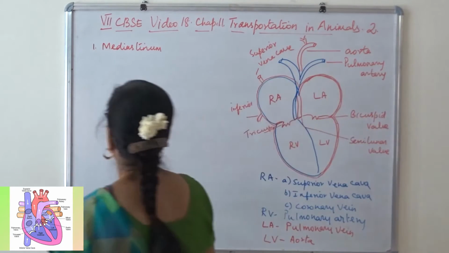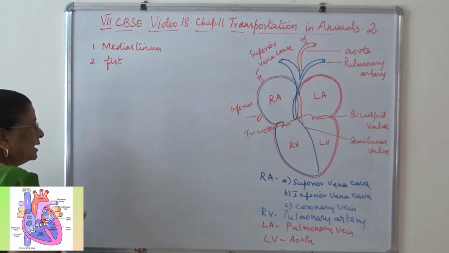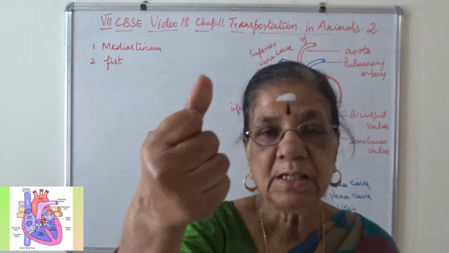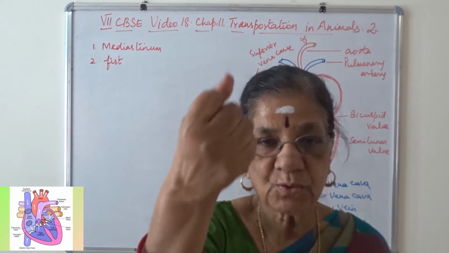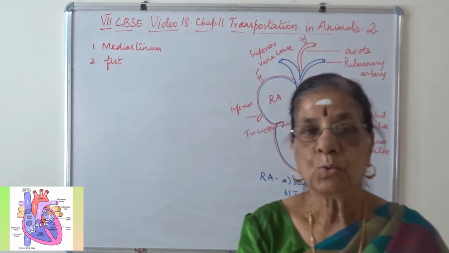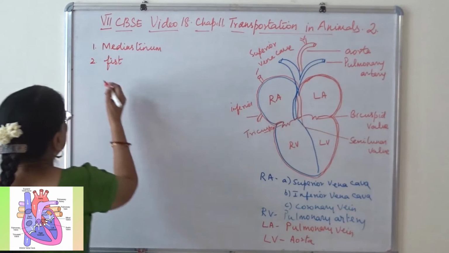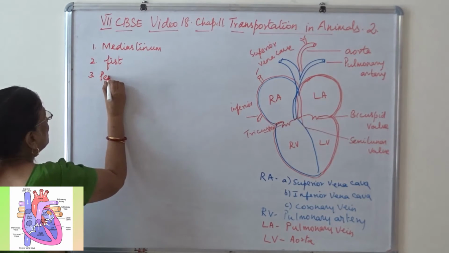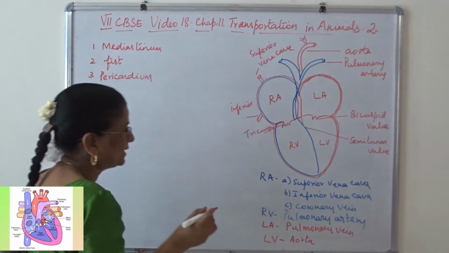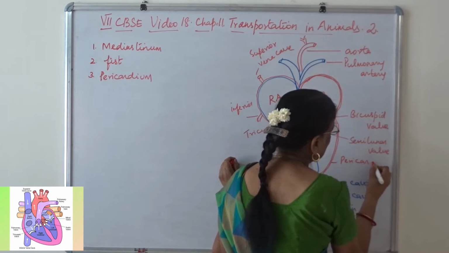The size of the heart is one's own fist. However much your hand can clench into a fist, that is the size of the heart. Then it is covered by an outer layer that is called pericardium.